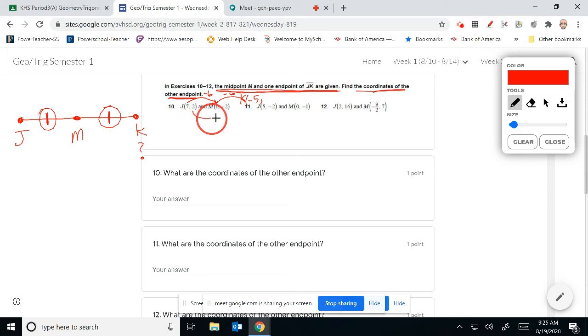How do we get from 2 to -2? If you're at +2 and you go down to -2, you went down 4. So that means I got to go down 4 more. So I got to take -2 and I got to go down 4 more. That's going to give me down to -6. So your first answer for K right here, actually in number 10, you don't put K. Just put the coordinate. It would be -5, -6. That's going to be your other endpoint. You had J, you had M. Your other endpoint, K, would be that point, -5, -6.